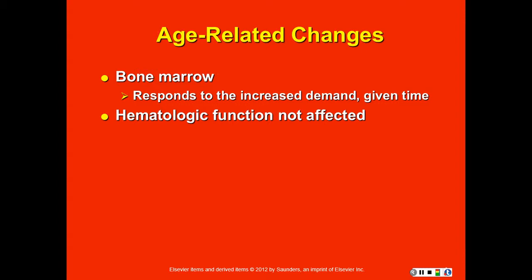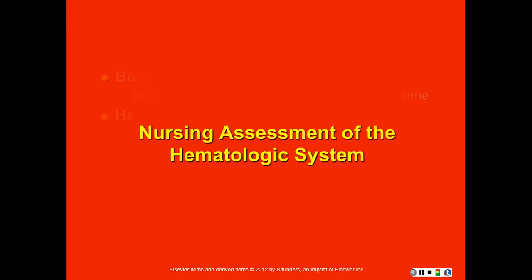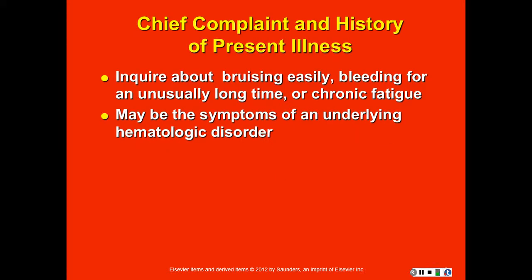So when we're assessing this system as nurses, we're going to be asking our patients about their chief complaint and the history of their present illness. Okay? We want to see what's been going on with them. Are they having trouble with bruising? Are they bruising very easily? Is it difficult for them to get bleeding to stop?